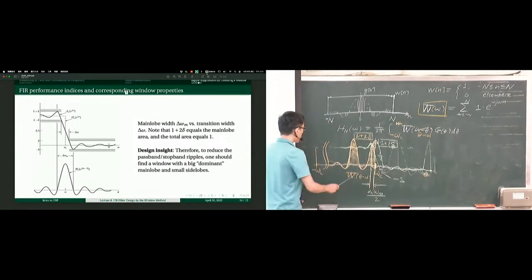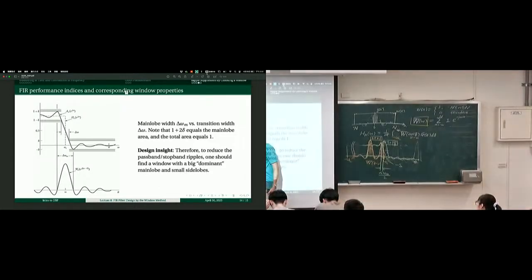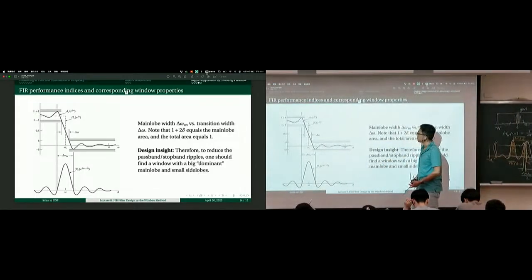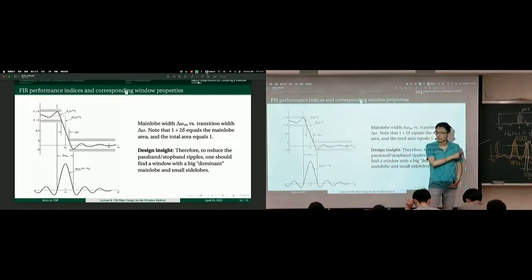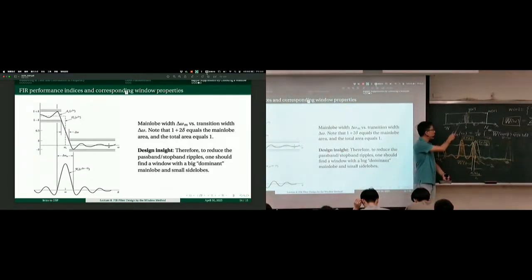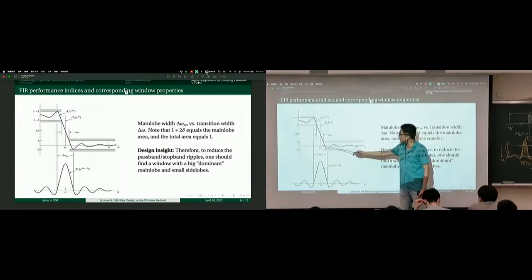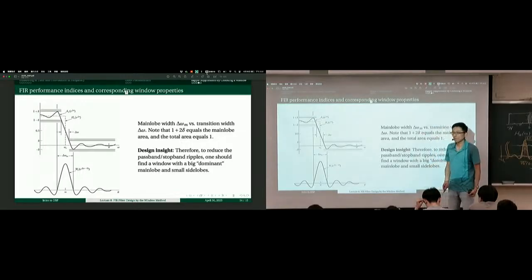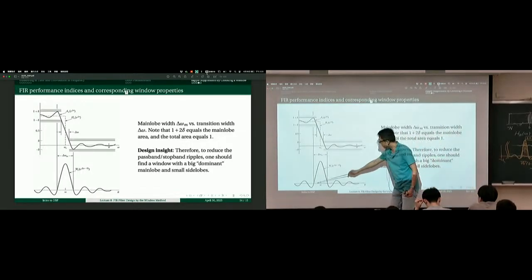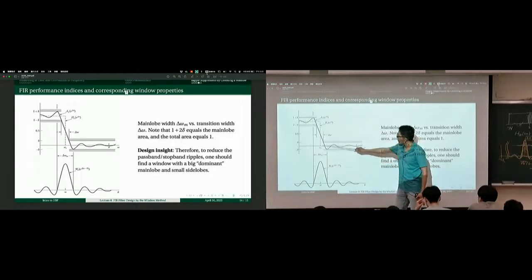So when I say that this point passes to 1/2, it depends on two things. First of all, the window has to be normalized. The window has to have a height of 1 at time 0. Okay? So that's the first assumption. And the second assumption is that our main lobe width should be much smaller compared to the cutoff frequency. Let me repeat that. The width of the main lobe should be much smaller than the cutoff frequency.